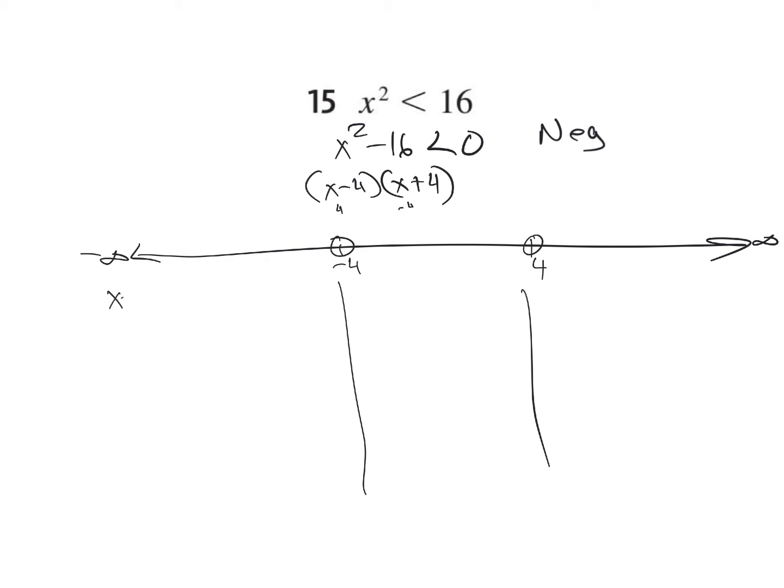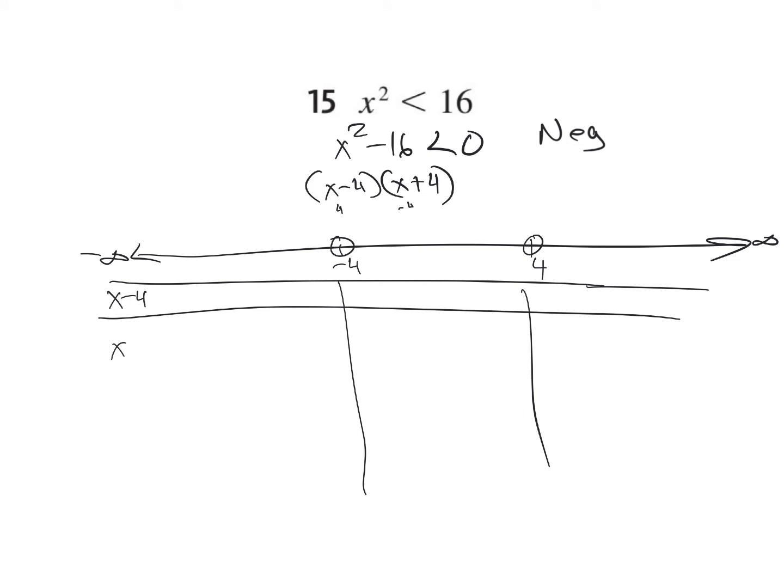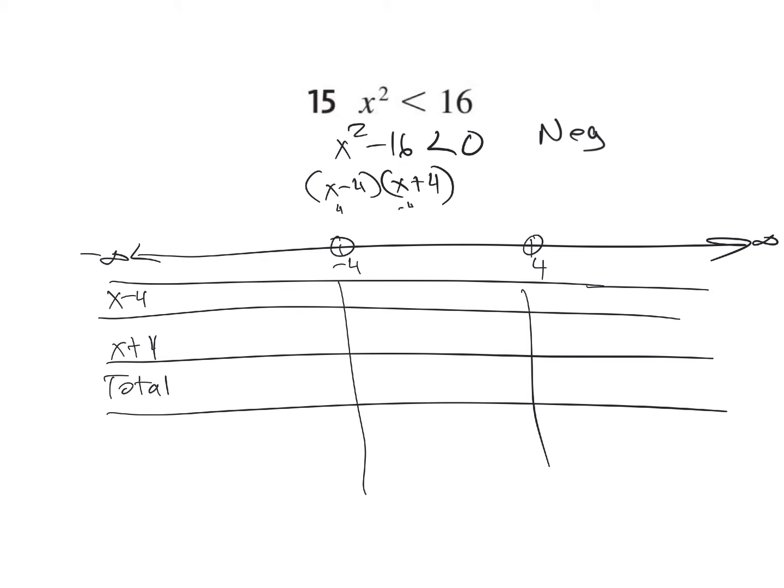So x minus 4 first, x plus 4 second. It doesn't matter which one's first. You multiply them together anyway, and then your totals. So less than negative 4, let's put negative 5 in. Negative 5 minus 4 is negative 9. Negative 5 plus 4 is negative 1. Multiplied together, give us a positive. We're not looking for those.